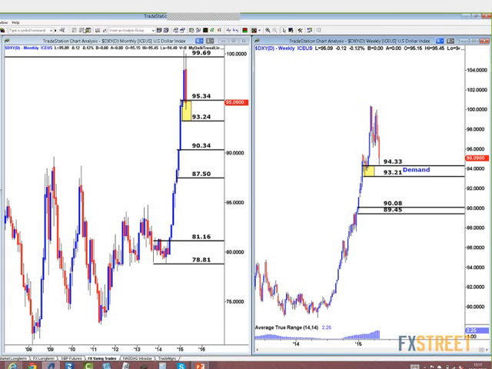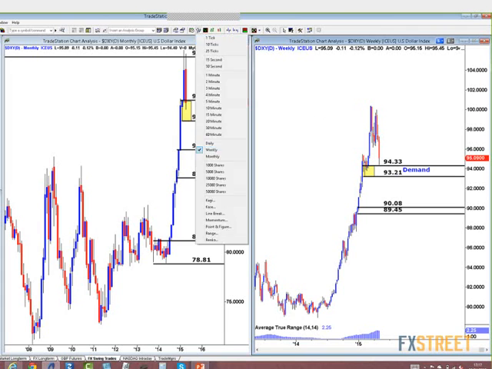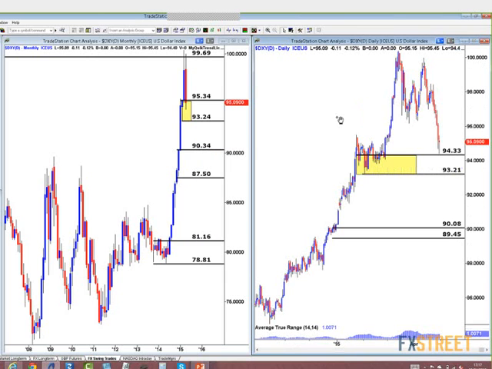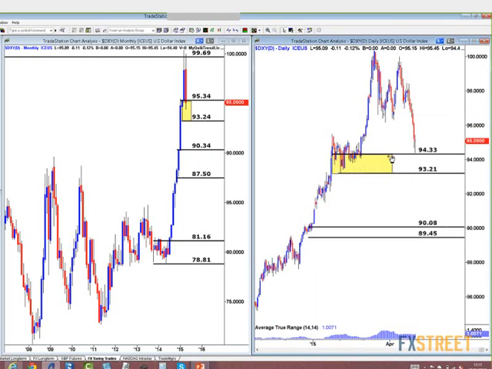I had a look at this on the daily as well. One of you guys asked, so let's take a look. You can see it here on the daily chart. This is really where that takeoff happens.